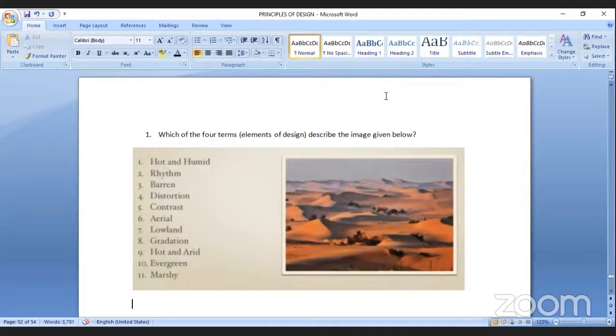Next, gradation. Is there gradation? Yes, ma'am. You can see some part of it is bright with sun, some part of it is a darker shade, so gradation is there. Hot and arid. Arid means dry climate. Correct, so hot and arid, it seems to be, yes. Evergreen? Not possible. Marshy? What is marshy? It's a wet land, so it's not. So we saw second rhythm is there, third barren, next aerial, sixth one gradation is there, and hot and arid. That's it. Understood?